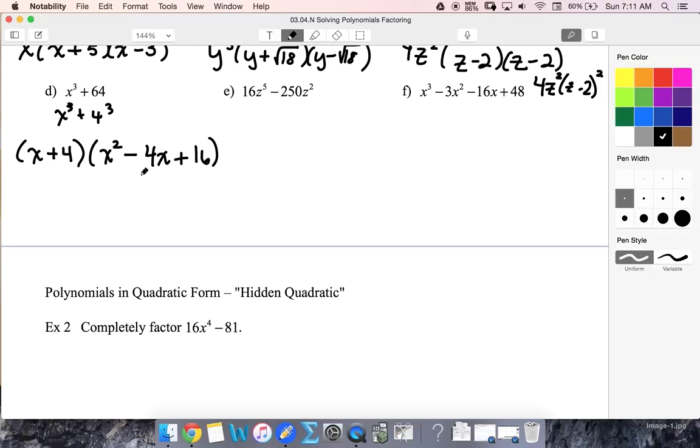When you multiply it out, you should end up with x cubed plus 64. A quick check tells me x times x squared is x cubed, 4 times 16 is 64. Hopefully this minus 4x is going to cancel everything in the middle with the plus 4x.